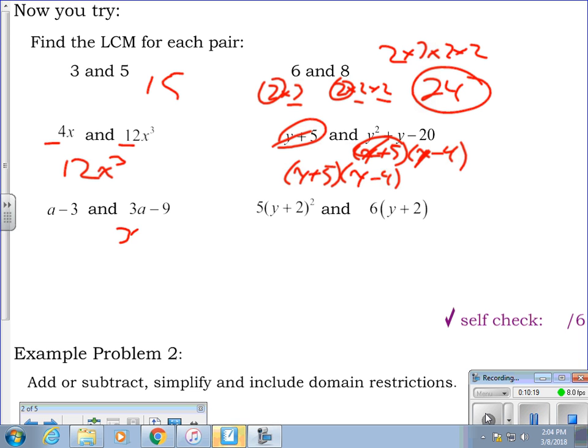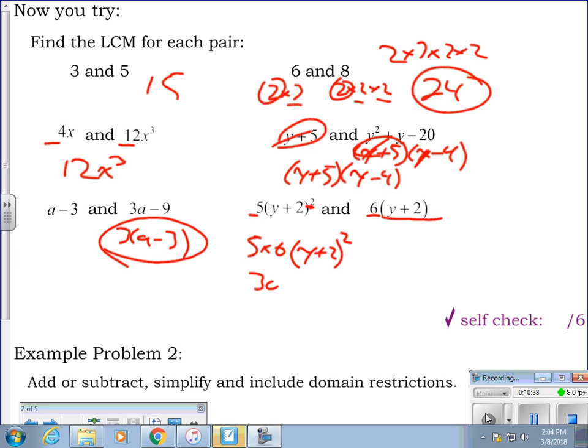Factor out a 3, a minus 3. That's my least common multiple for that. And then the last one, I have 5 and I have 6, 5 times 6. And then I have a y and I have 2 of them here. So I have y plus 2 squared. So 30 y plus 2 squared.